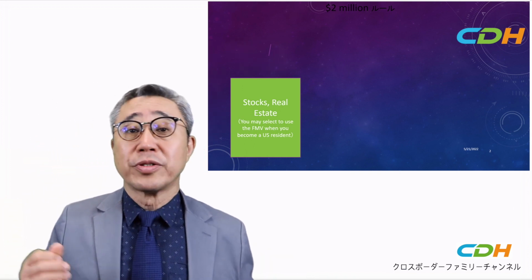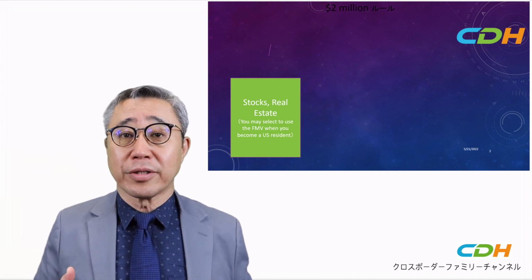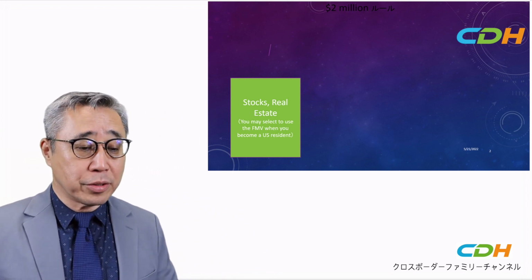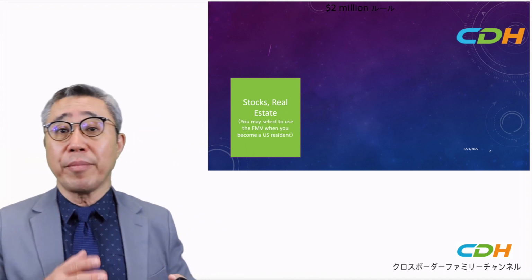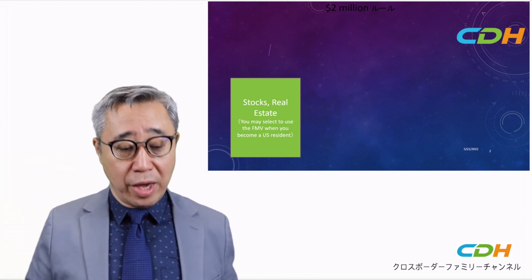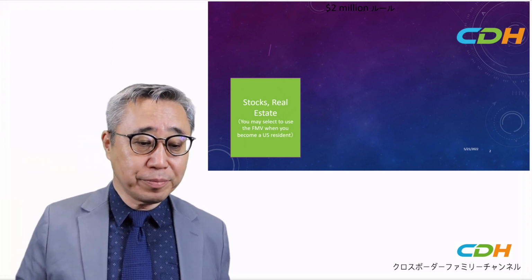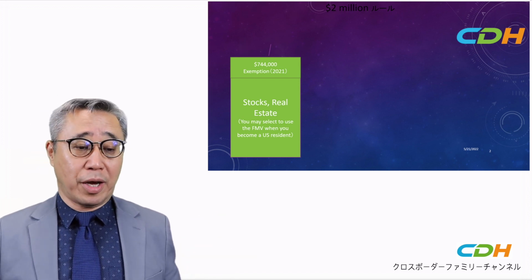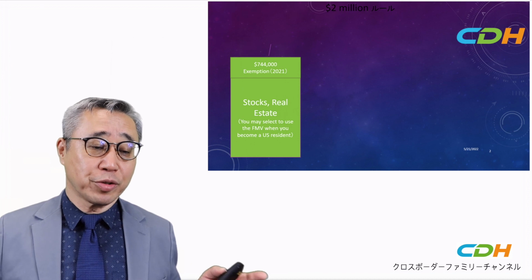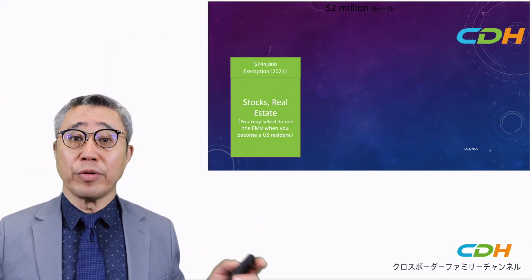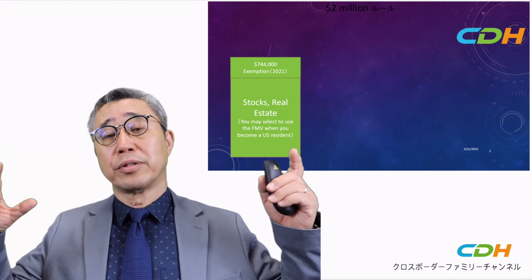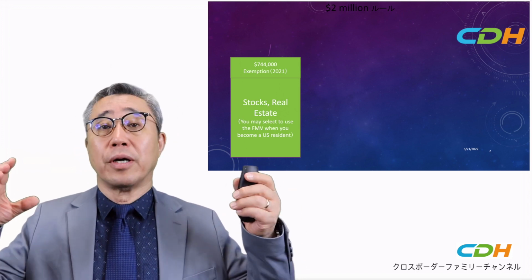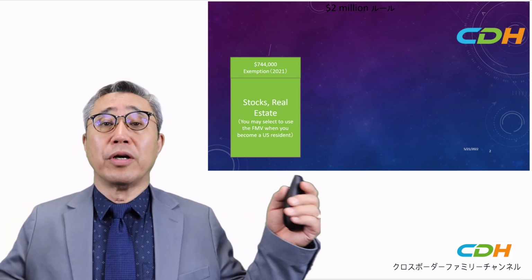Some may have a capital asset that you obtained before you became a U.S. resident. So in that case, you may select to use the fair market value when you became a U.S. resident. Okay. For the capital assets item, there is an exemption. I think the 2021 exemption amount was $744,000.